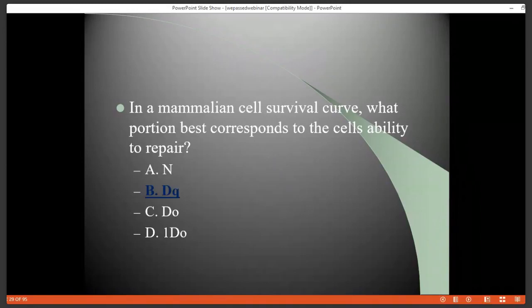All right, and looking at the answer here, DQ, which represents the width of the shoulder, best represents the ability of cells to repair damage. And if you think about really what's happening there, as dose increases in that shouldered region, it's in such a range that the cell has the ability to withstand that radiation and repair that damage. So you don't have a straight line. Now, once dose gets high enough, then we get to that terminal straight line portion where you have equal increases in dose, representing equal increases in the amount of cell kill. But in the shoulder region, cells are able to withstand or repair radiation.